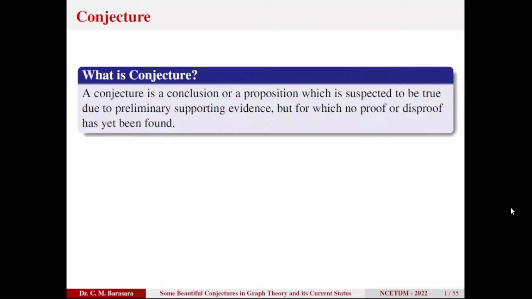I'll start with the very basic definition of what a conjecture is. A conjecture is a conclusion or a proposition which is suspected to be true due to preliminary supporting evidence, but for which no proof or disproof has yet been found. This type of statement is known as a conjecture, and it has most of the time been made by renowned mathematicians.